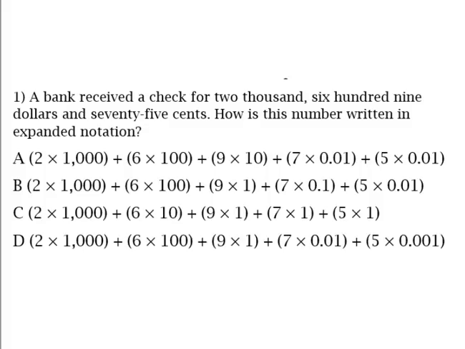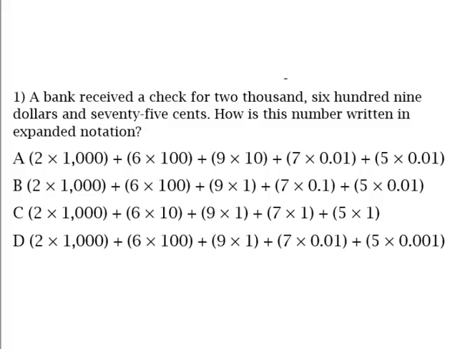Question number 1 says, a bank received a check for $2,609.75. How is this number written in expanded notation? A, 2 times 1,000 plus 6 times 100 plus 9 times 10 plus 7 times the hundredth place plus 5 times 0.01 or 5 times the hundredths place.